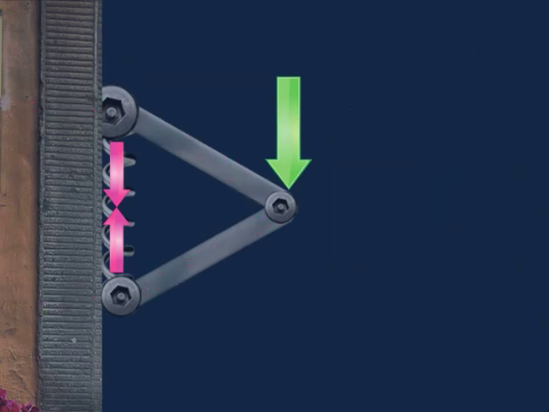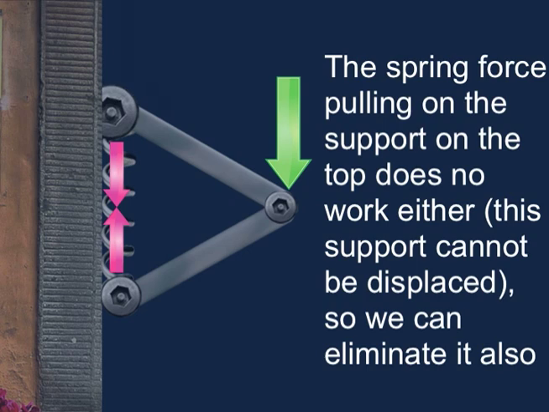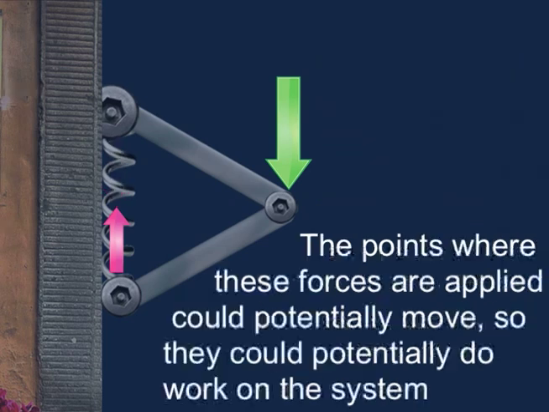What we're left with are just the external force and the spring force. Focusing on the spring, the force on top cannot create any work either, because that support cannot be displaced, so we can eliminate this force as well. So we are left with only two forces which are applied on points that could potentially move, therefore potentially doing work on the system: the external force and the spring force on the roller support.